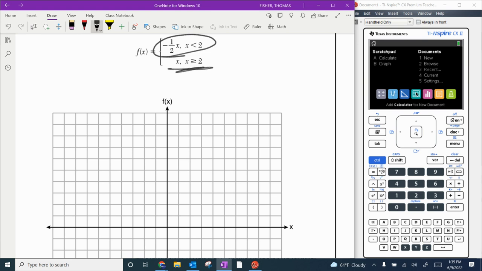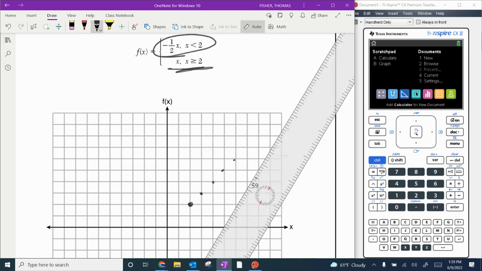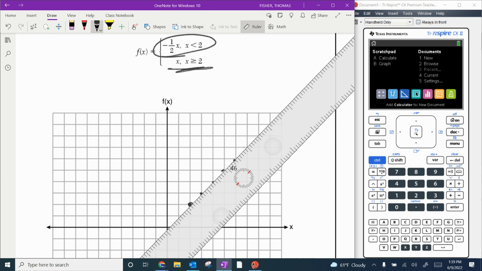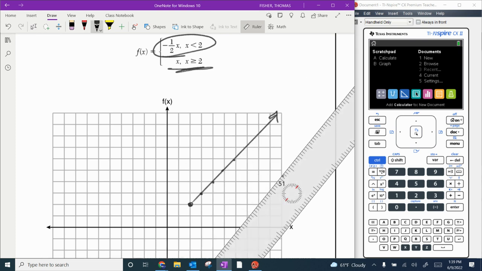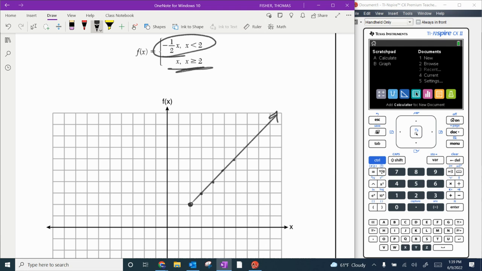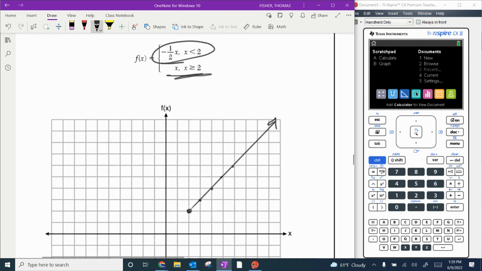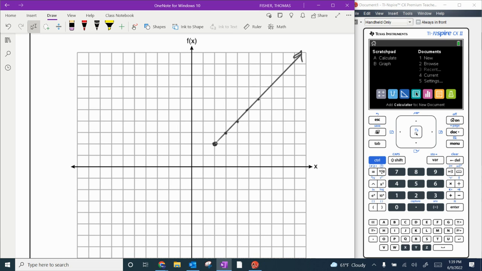So at 2, y is 2 because it's equal to x. And the slope is 1 since it's just x. Greater than or equal to means it goes to the right. And it'll go forever. So I'm going to use my ruler. And that's that part of it. That's the bottom part. The other part is negative 1/2 x for less than 2. So I'm going to start at a y-intercept of 0 and go down 1, right 2.